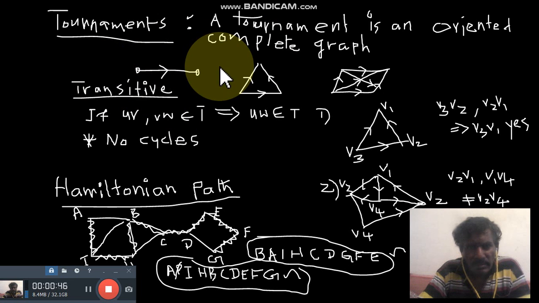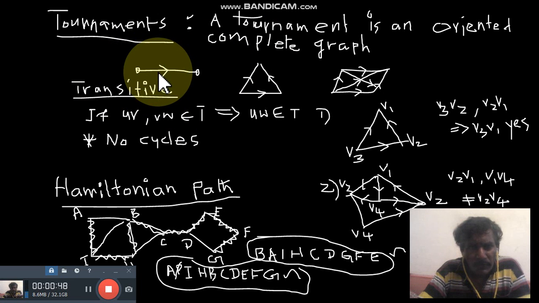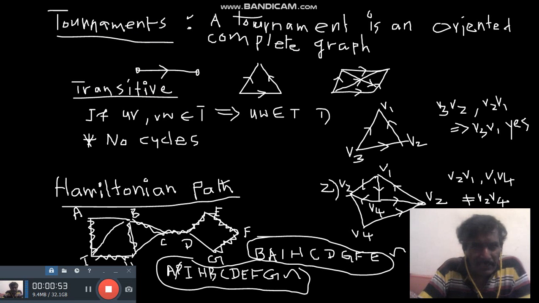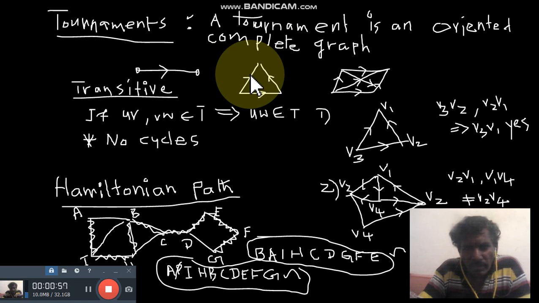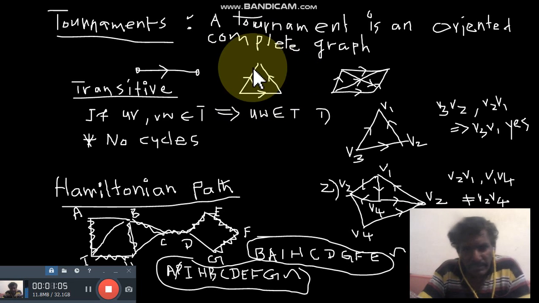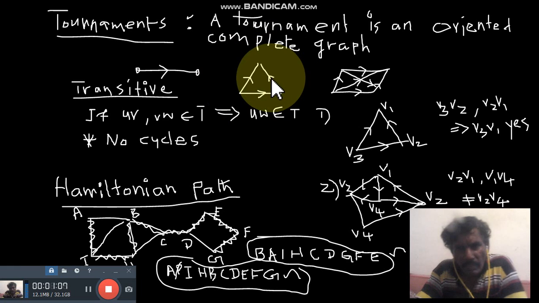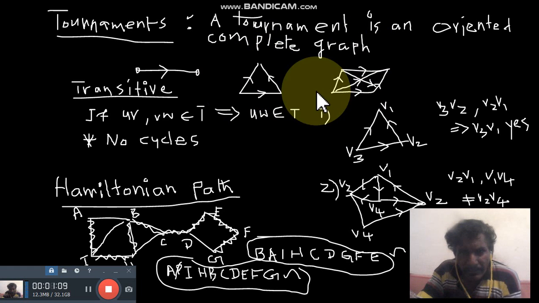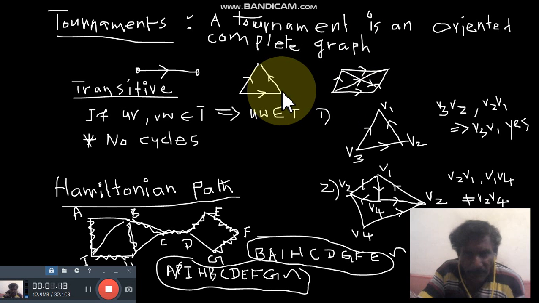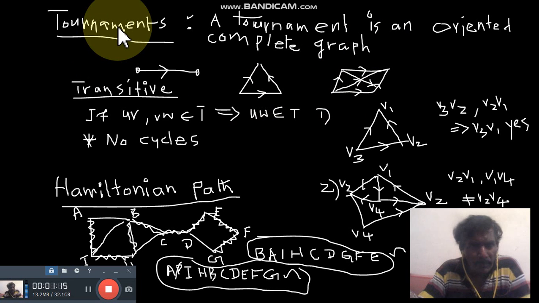Take for example this. It consists of two vertices and one directed edge. Similarly here, in the second picture, it is again an oriented complete graph because three vertices are connected by directed edges. This is also an example of an oriented complete graph. All these are called tournaments.